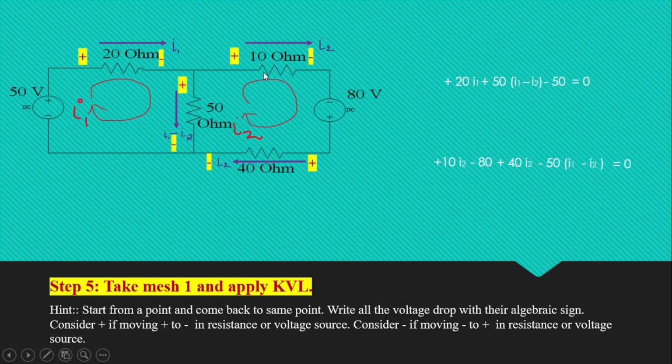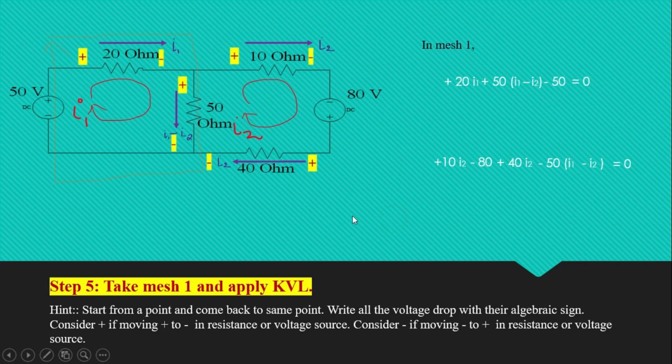Similarly, for mesh 2, we are showing it with 4 elements: 1, 2, 3, 4. So this is the KVL for the second mesh. But the question is how we are writing these expressions. The understanding of this is also very important, so for this we'll do it step by step.